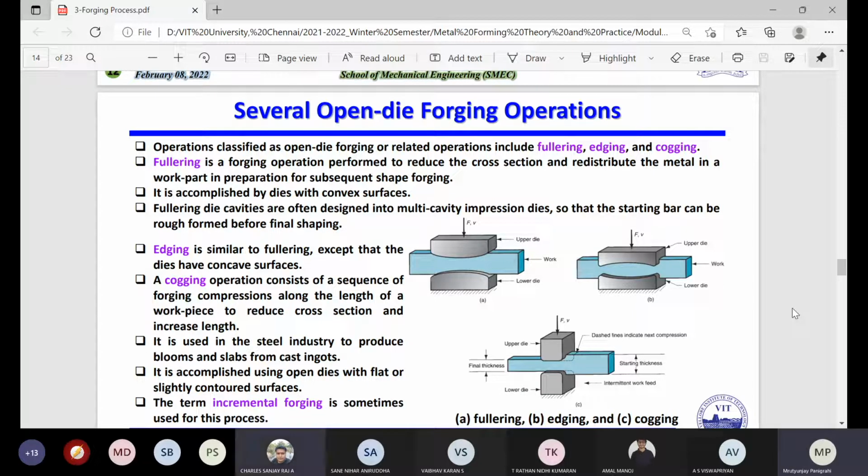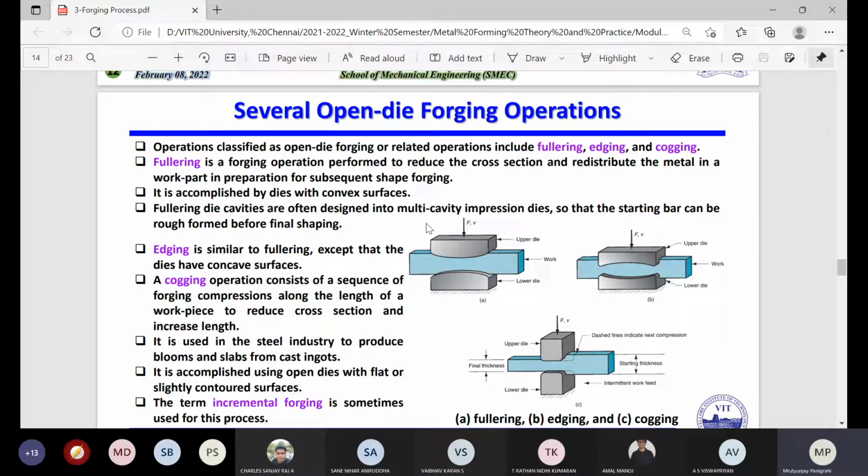Yes, sir. Apart from this, now only one slide remains. I do not remember whether I have covered this slide or not. So if not, we can make a recap. When we talked about open die forging, several other open die forging operations are there. Here, operations classified as open die forging or related operations include fullering, edging, and cogging. Maybe you heard these terms somewhere, or if not, I will put a schematic diagram showing how it actually works.